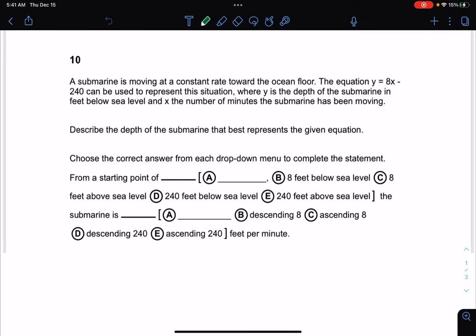So this section is linear relationships, and it's 7.7a. We're gonna go ahead and correct number 10 and 21 from your test. So let's start with number 10.